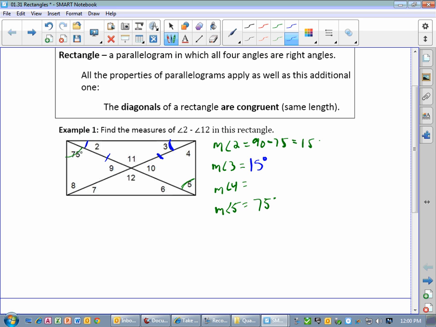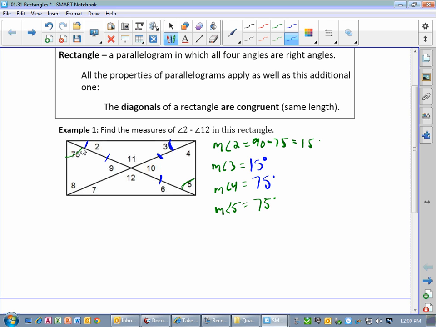Now what about angle 4? It's the same as angle 5. So 4 must be the same as 5 because again we've got an isosceles triangle. So if 5 was 75, 4 must also be 75. And notice, what is 15 plus 75? 90, which is this right angle right here. Isn't that convenient?